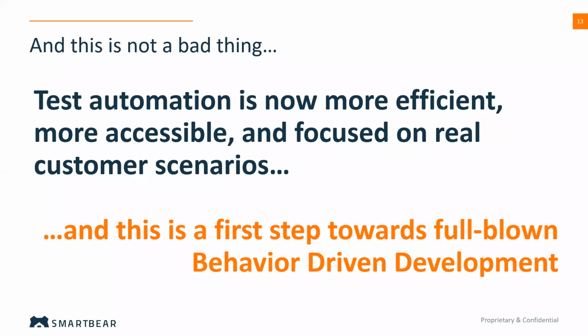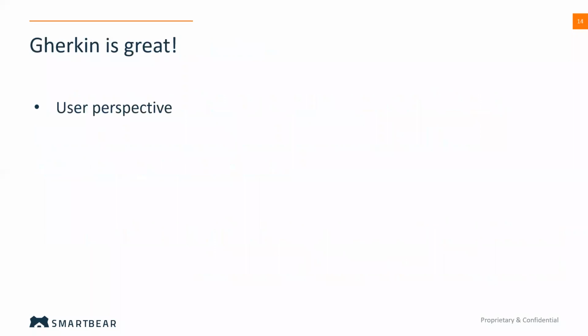So for the rest of the webinar, right, we're not going to preach to you on the best way to approach BDD, but we're going to help you improve your test automation using specific aspects of BDD. And the first thing that we start with is Gherkin. Right? Gherkin is great. It defines your scenarios from a user's perspective.